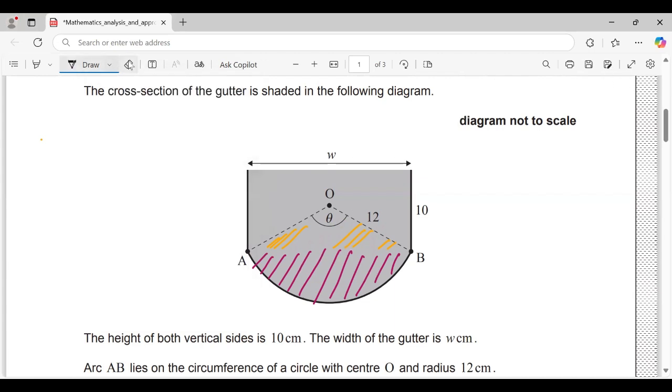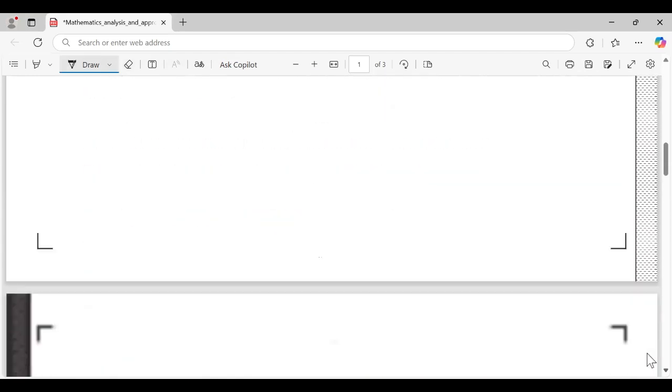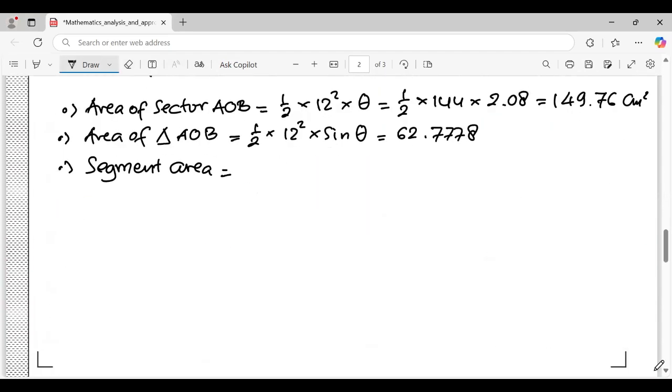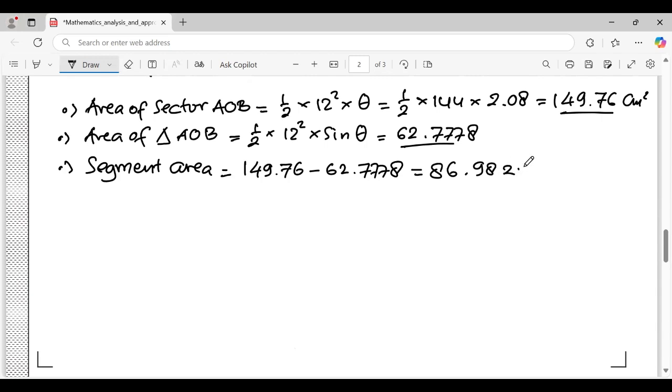Okay, so in this area we are going to calculate the segment area. The segment area is gained from the sector area minus the triangle area. The sector area, 149.76, minus 62.7778, and the result is 86.9822.